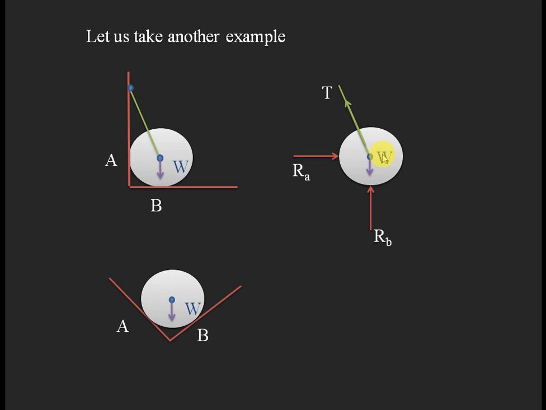Next we go for another example. Here assume the body is resting in a right angle V shape. When the body is resting like this with weight W, it will be in contact with this V shape at two points A and B. At A and B, certain reaction forces will be acting on the body due to its weight. Again we can represent the body with its weight and the two forces perpendicular to the surfaces, RA and RB. This is also an example of drawing a free body diagram.